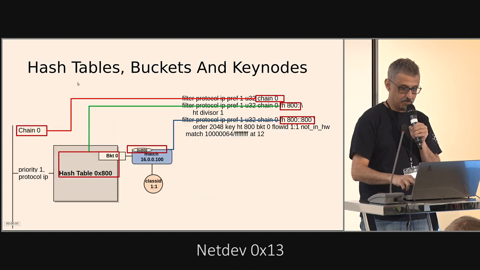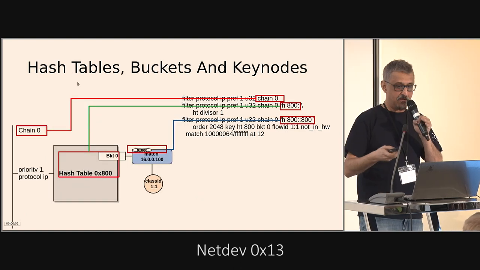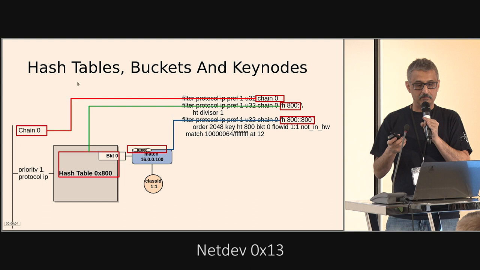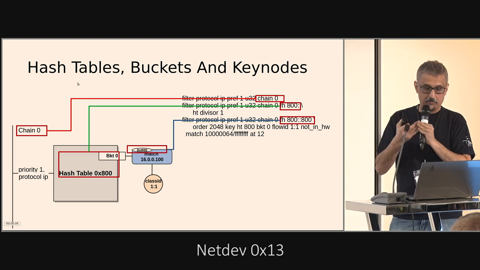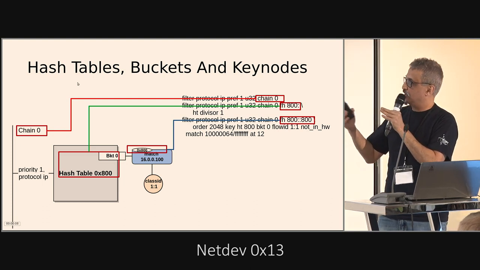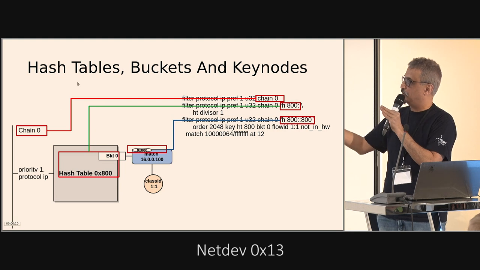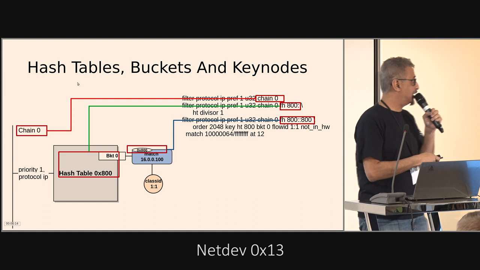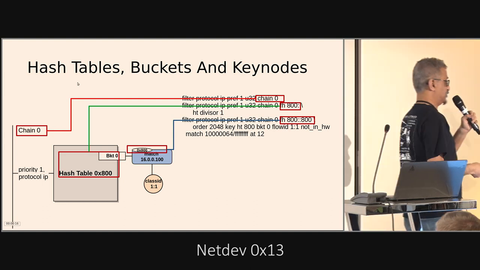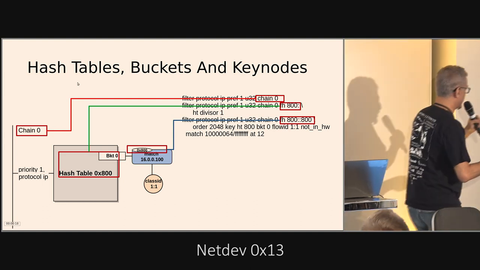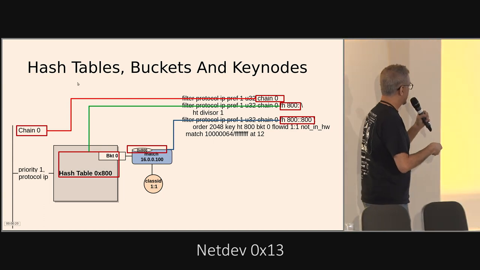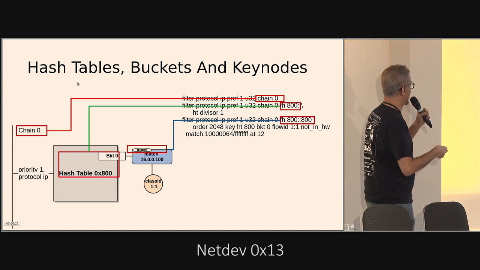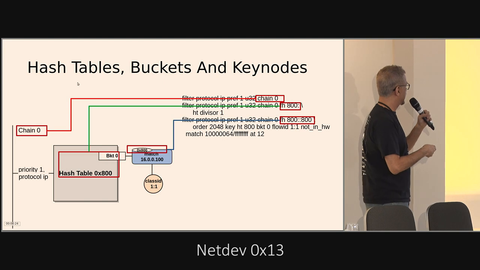So that's what it is: it has hash buckets in hash tables, and each hash bucket will have a keynode. In fact, what I'm going to demonstrate later on is you can keep adding rules, and you can specify exactly where they should be installed, right? I got to be fair to the guys on this side.